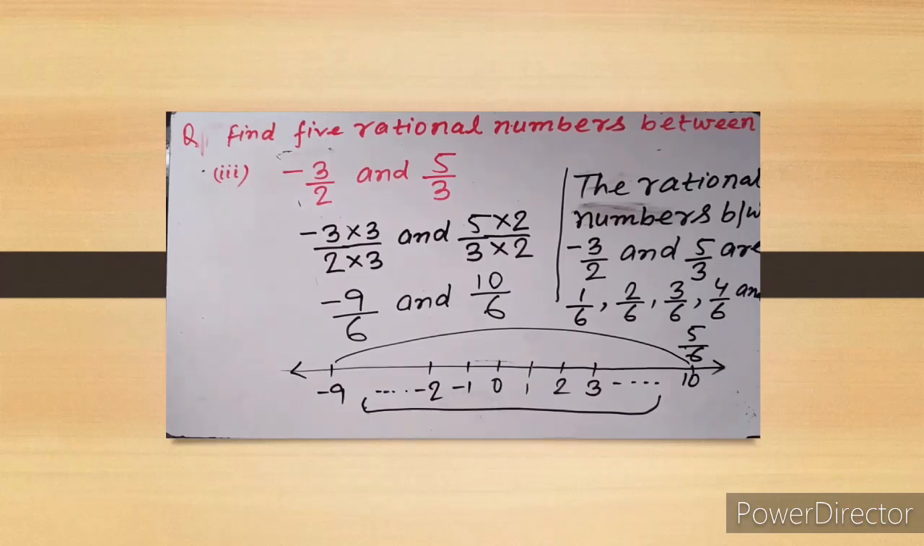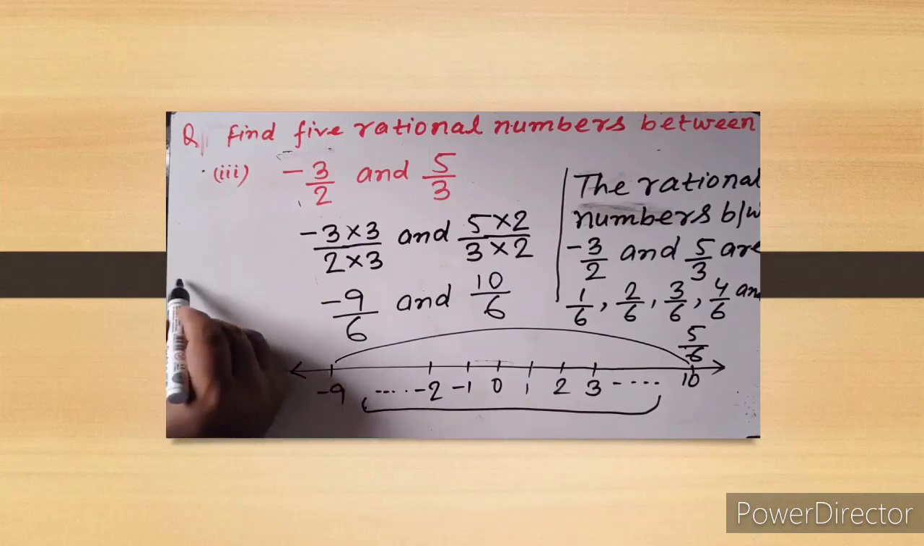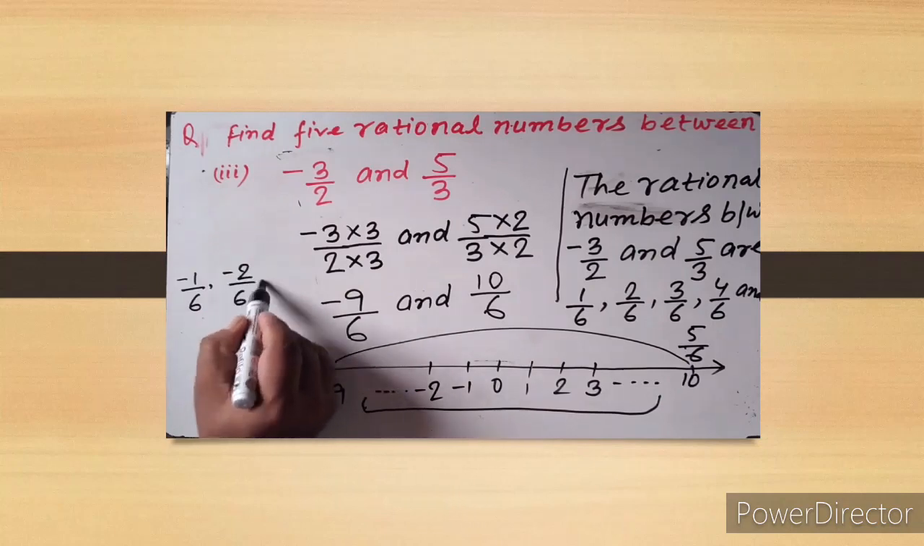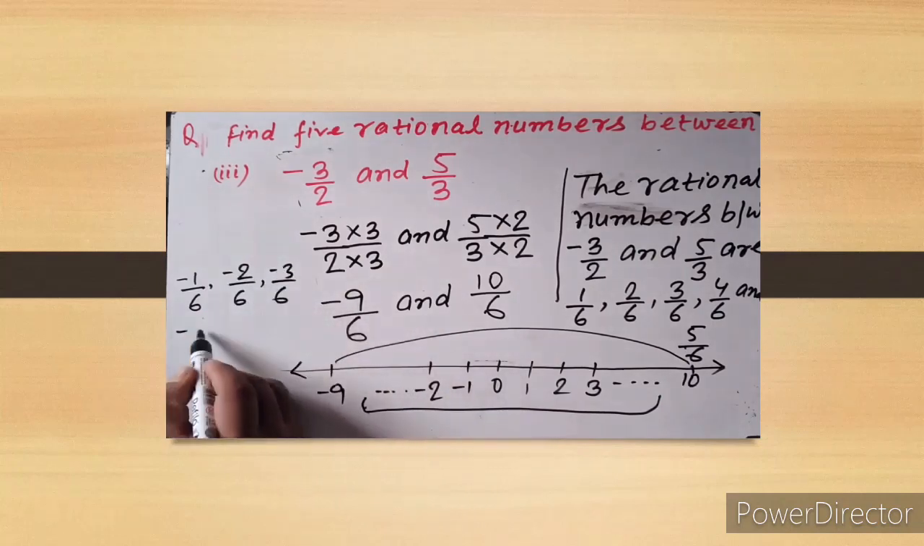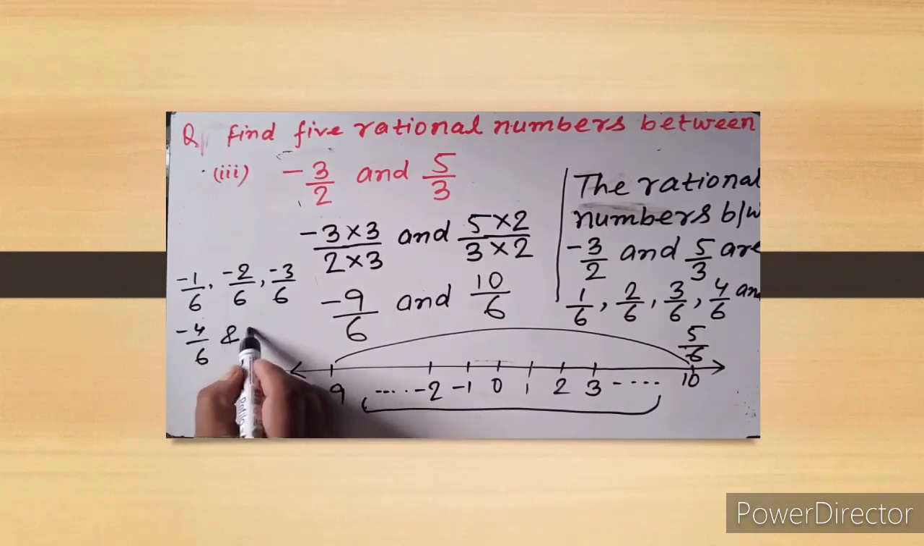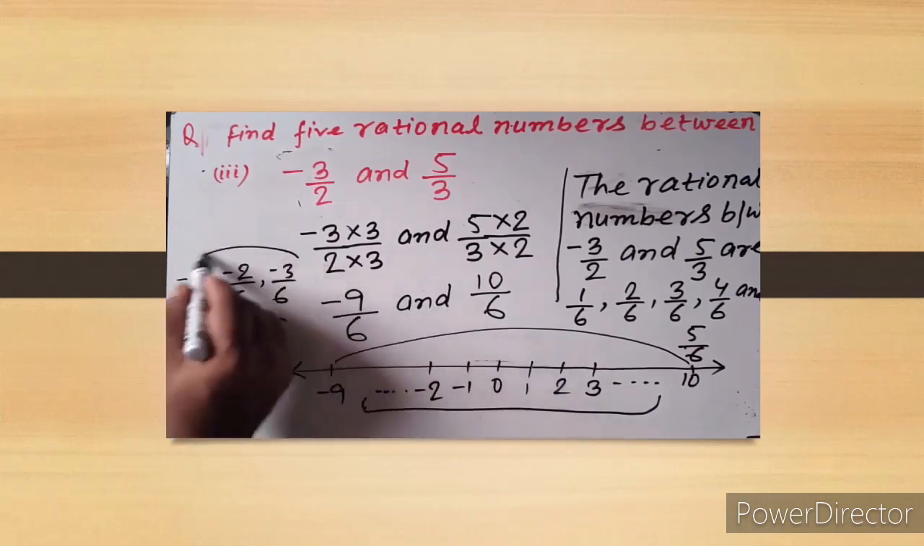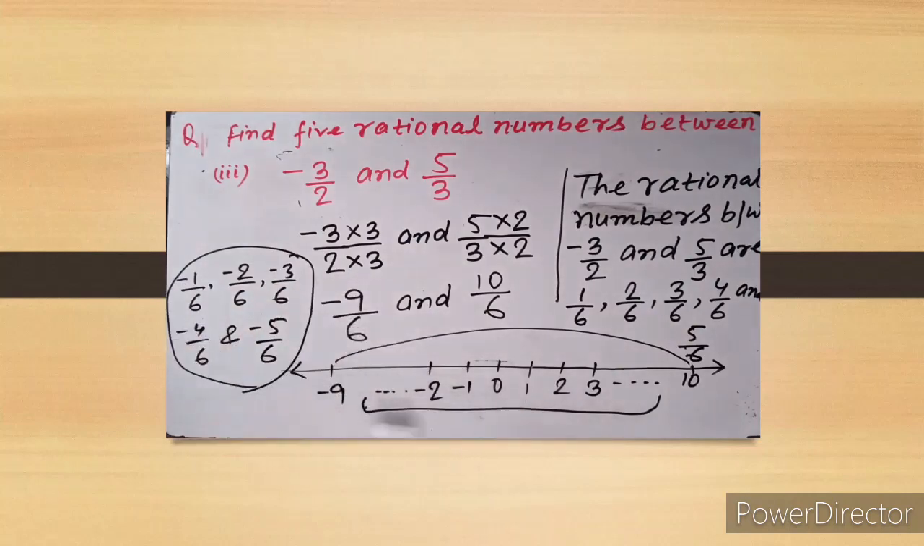If anyone wants to write in negative, you can also write minus 1 upon 6, minus 2 upon 6, minus 3 upon 6, minus 4 upon 6 and minus 5 upon 6. So these all are rational numbers. Also you can write minus 5 upon 6, minus 6 upon 6, minus 7 upon 6, minus 8 upon 6, and on the positive side you can write 5 upon 6, 6 upon 6, 7 upon 6, 8 upon 6 and 9 upon 6.